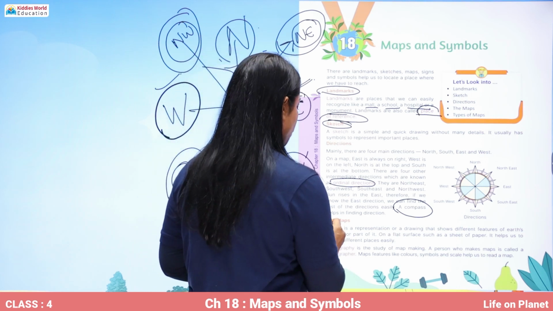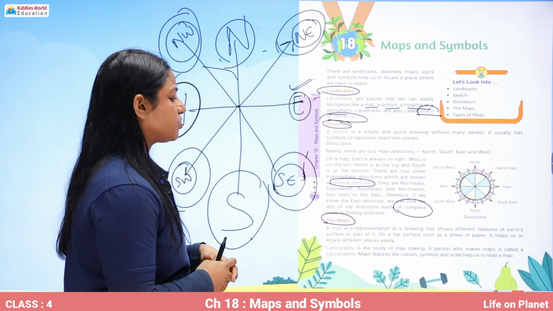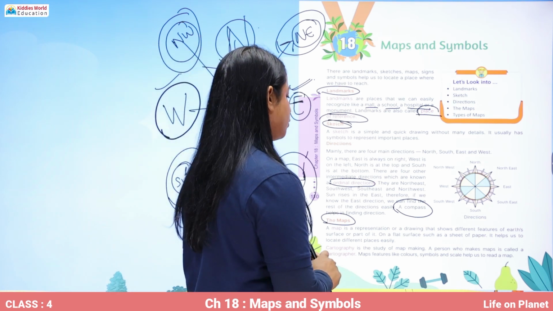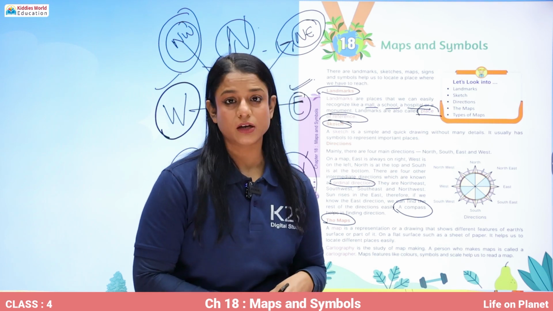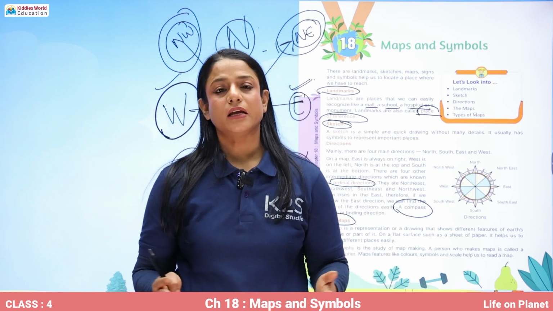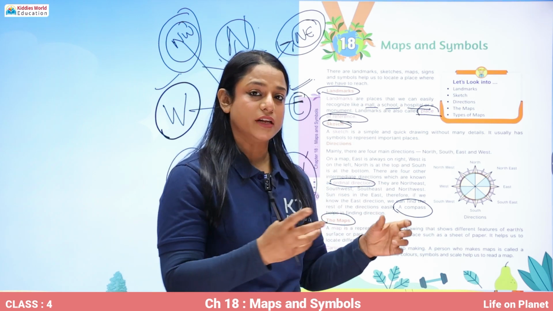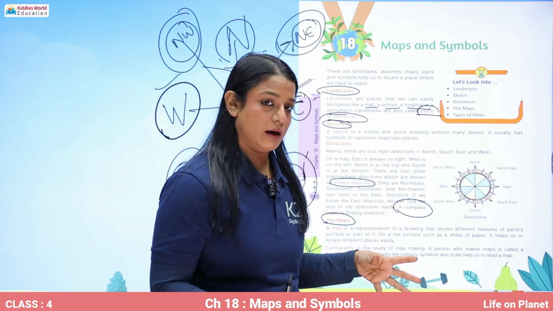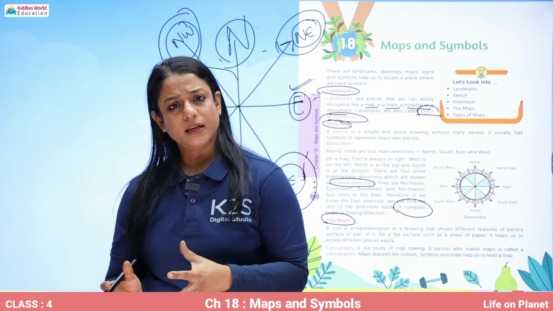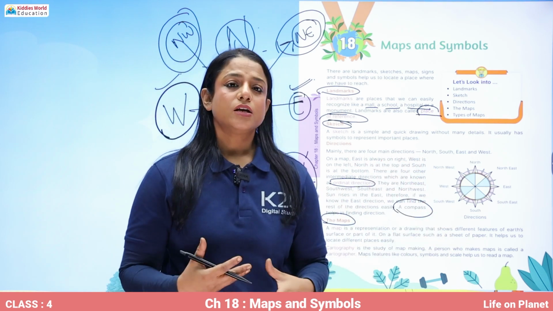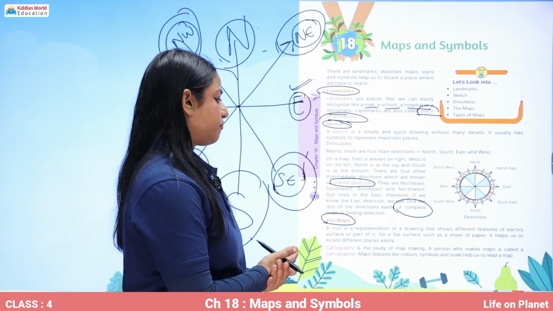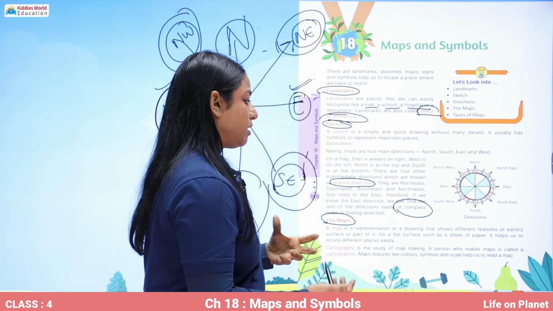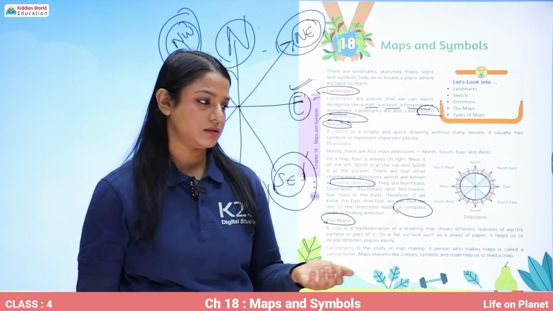Now what are maps? A map is a representation or a drawing that shows different features of Earth's surface or part of it. So what is a map? A map is a flat drawing of a particular region, of a particular area, showing the details of that area. A map can be of a smaller area, a map can be of a bigger area. So this is the flat representation of any area, and it represents all the different features of Earth's surface.